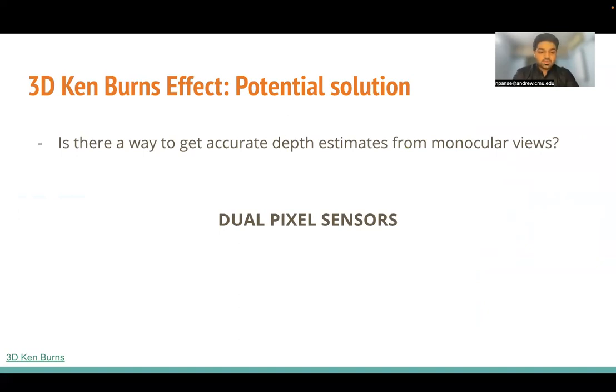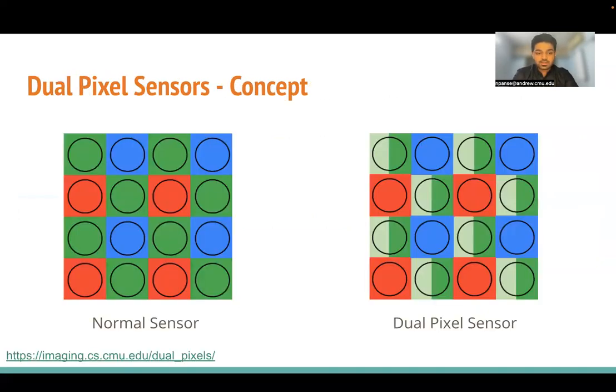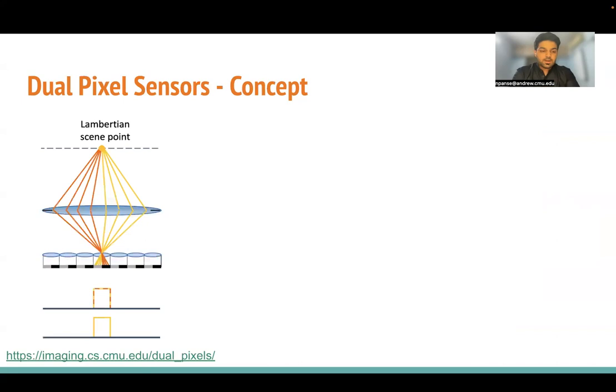So one of the answers that we have is dual pixel sensors, which we also briefly studied in class. So what is a dual pixel sensor? On the left is a normal sensor and on the right is a dual pixel sensor, where we split the green pixels into two such that we have an approximation of a light field with just two lenses. So given a scene point which is in focus, you would still get the same image as that from a normal sensor.